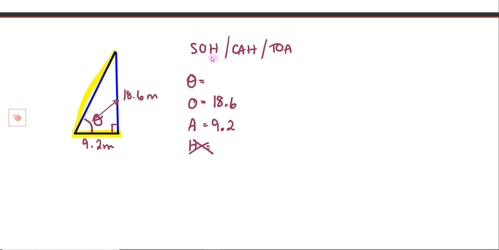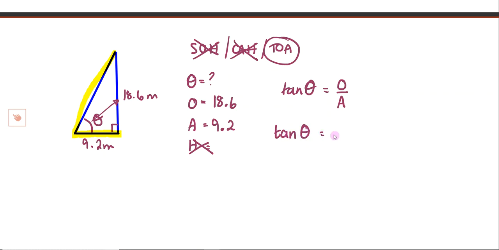So that means I can get rid of that one, get rid of that one, and I'm left with tan theta. Yeah, we're going to find theta. Tan of theta is opposite divided by adjacent. Okay? So the theta is the thing that I want to know. So let's put in the information I have. Tan theta, tangent of theta, is equal to 18.6 divided by 9.2. Okay?